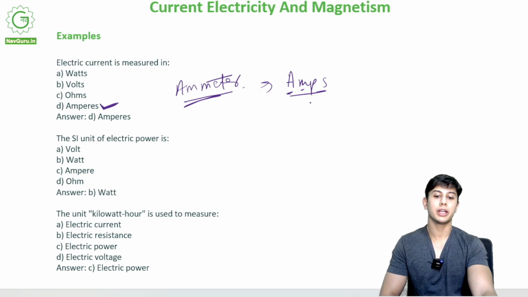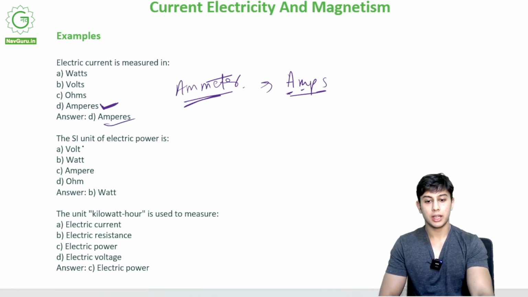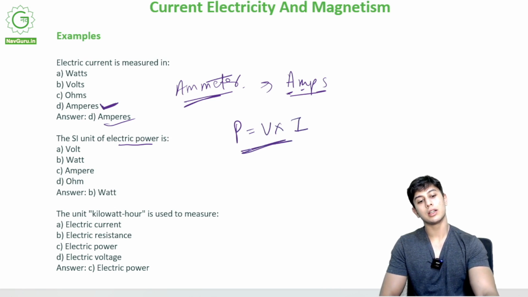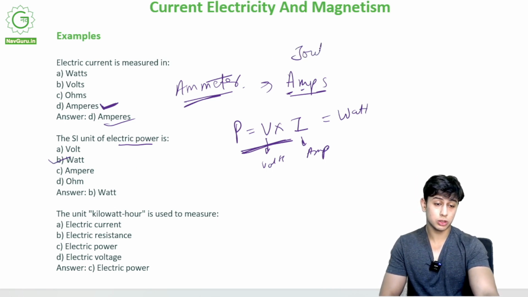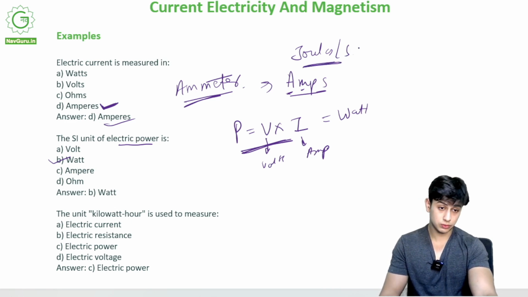Amperes. SI unit of electric power. What was electric power? If you remember, P is equal to V into I, volts into amperes. The unit of power is watt. It is also joules per second. How much energy are you consuming? Joules per second, J per s.